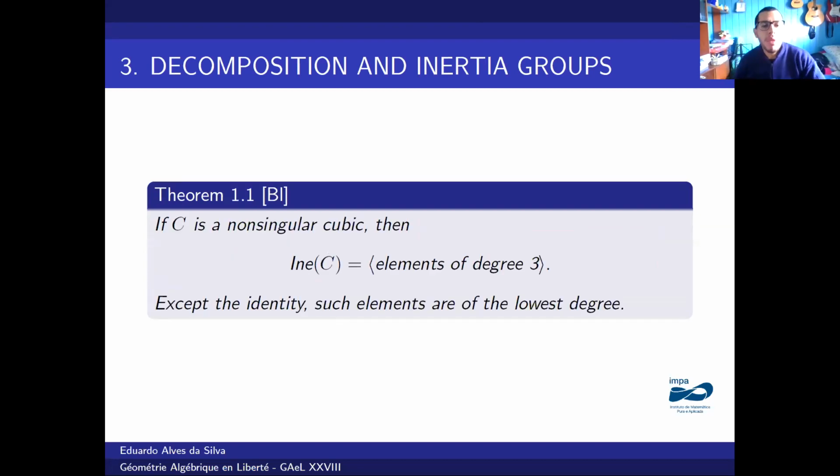And here we have a description of the inertia group of C, which was given by Blanc. The inertia group of C is generated by the elements of degree 3 and the identity. Such elements are of the lowest degree.